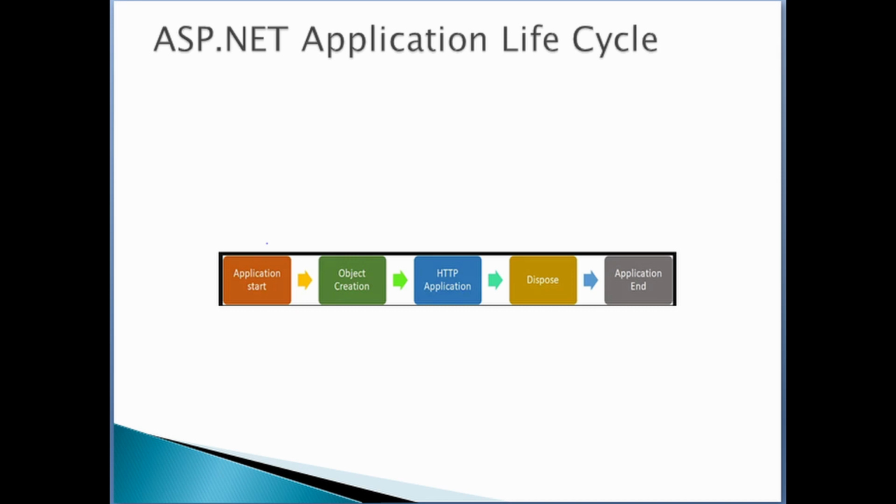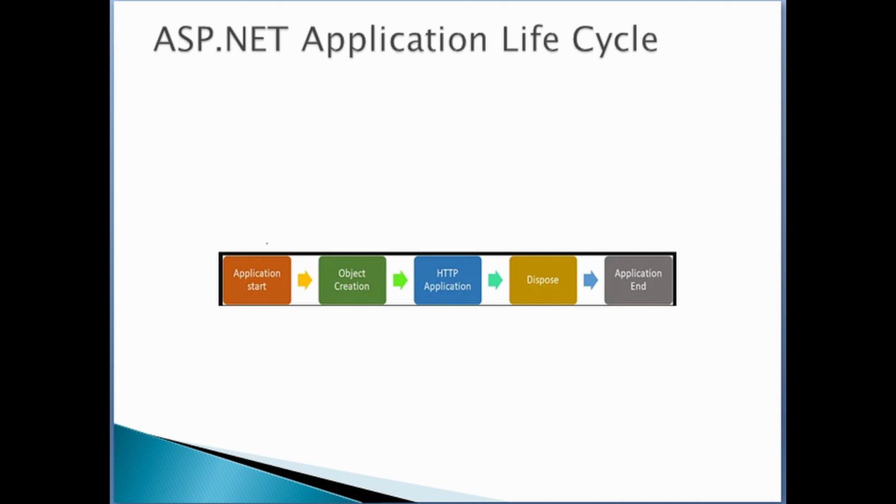HTTP application. So what is HTTP application? HTTP application is an object created by the web server. It helps to process all the subsequent information that is sent to the user. Dispose. Dispose is an event that is called before the application is destroyed. It also helps to manually release unmanaged resources when the objects are no longer needed. And the last one is application end. Application end is the last stage of the application lifecycle. It helps to unload the memory.